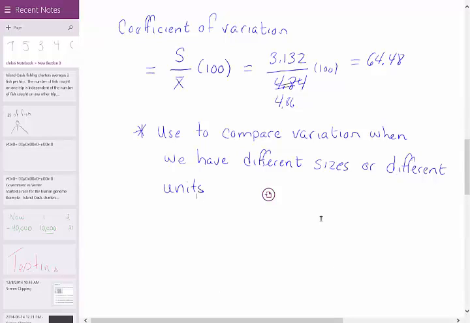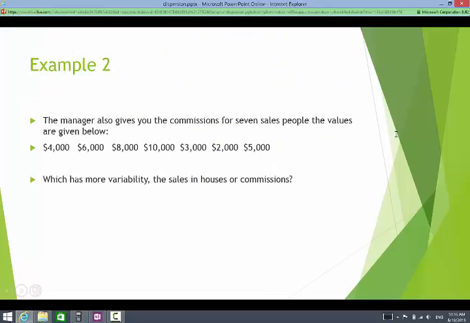So 64.48 was our coefficient of variation for sales of houses. It says the manager also gives us the commissions for 7 salespeople. The values are given below, and we're going to assume this is a sample, that they have more than 1 month of data and more than 7 salespeople. And the question is, which has more variability, the sales in houses or commissions?